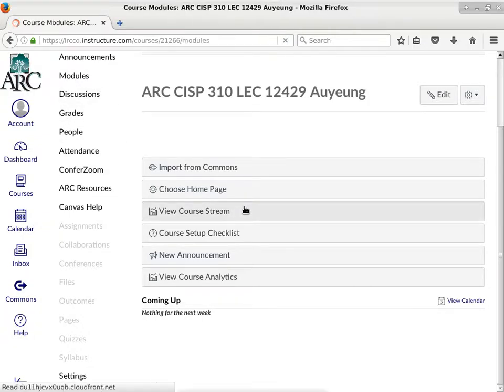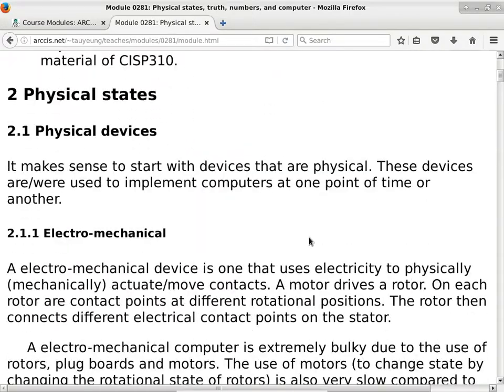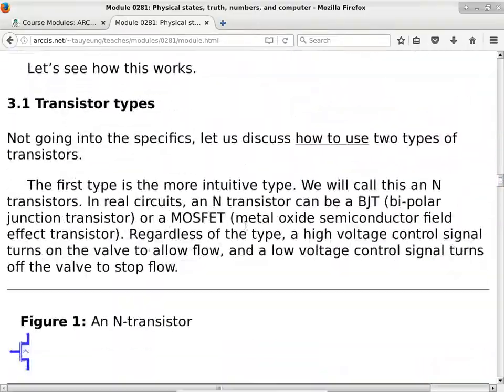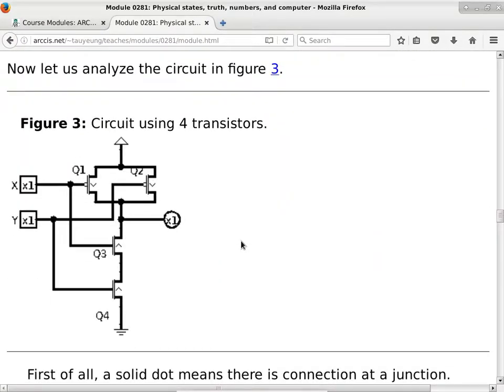Then we go to the modules. Right now we are at the very end of physical states, truth, numbers, and computers, because this module does not actually deal with numbers. It only deals with the physical devices, and the only one that is important of all the physical devices are the transistors, because the current generation of computers are made out of transistors. It is also important to understand this particular circuit, which we talked about in class on Tuesday during the lecture, and then we played with that in the lab session on Tuesday as well.